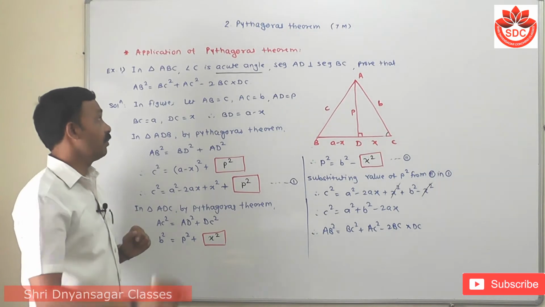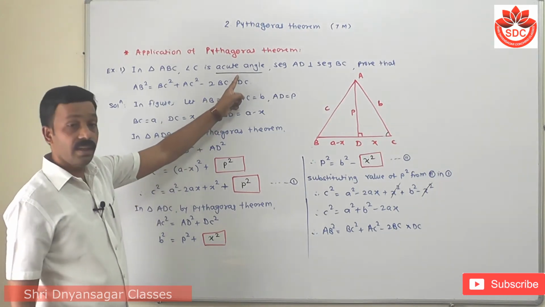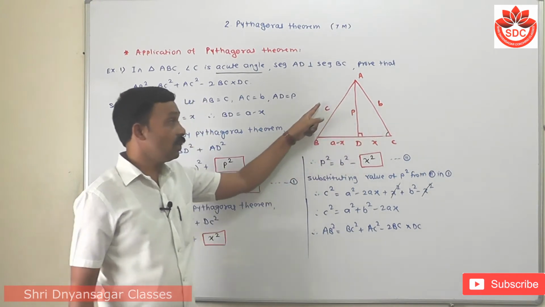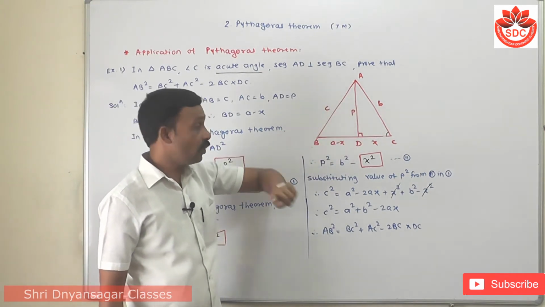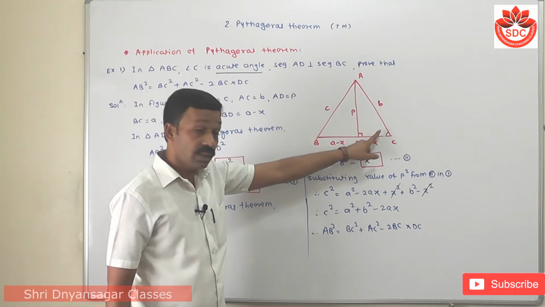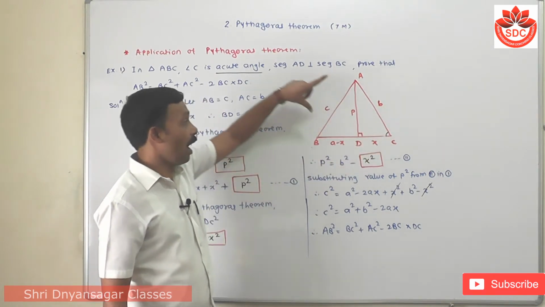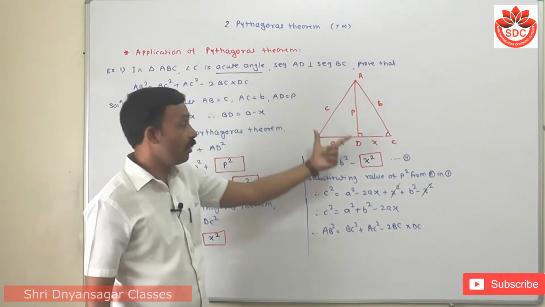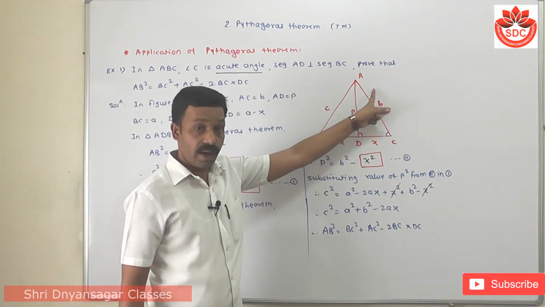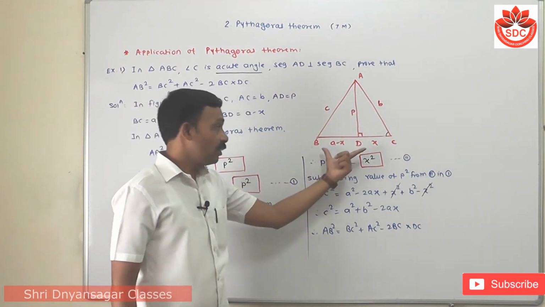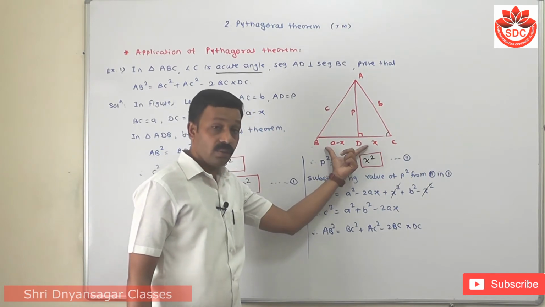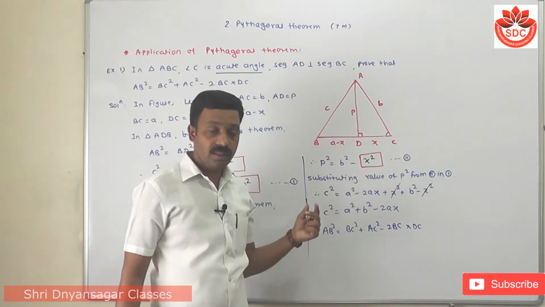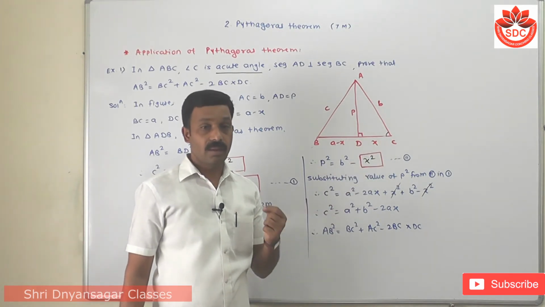Now again keep in your mind, if the acute angle is given, then we take the relation between the side opposite to the acute angle and the remaining two sides. So we use the relation: the side opposite to the acute angle, square, is equal to the remaining two sides' squares added, minus twice this side into this part DC. Can you understand this? Let's see the next important application.